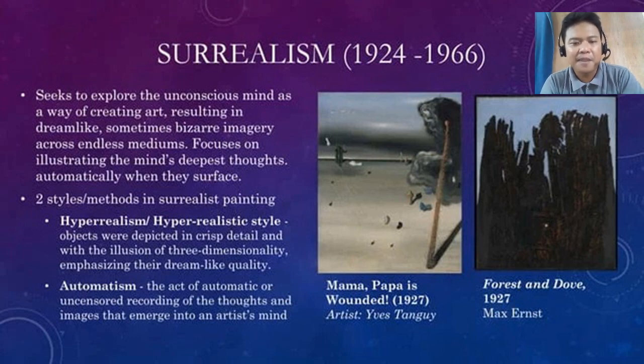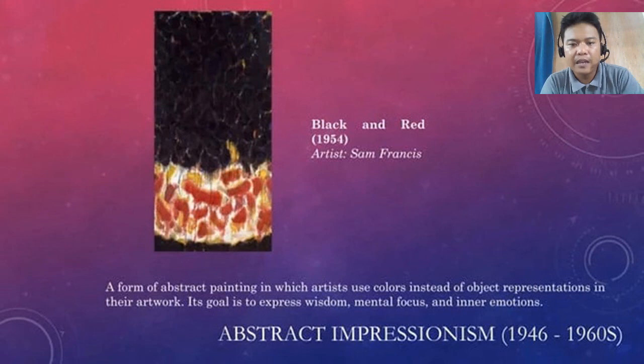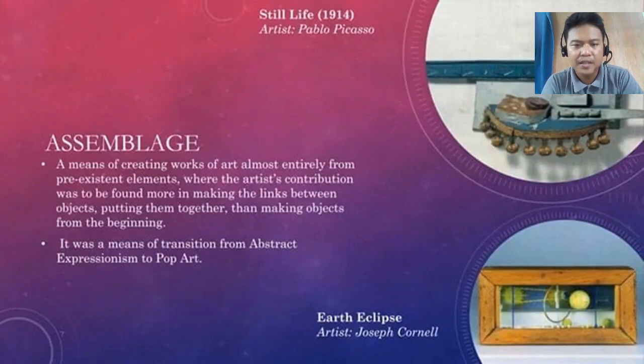Next is Abstract Expressionism. It is a form of abstract painting in which artists use colors instead of object representations. Remember this one, the difference between Impressionism and Abstract Expressionism. Its goal is to express wisdom, mental focus, and inner emotions. So instead of objects in Impressionism, Abstract Expressionism only uses colors, with no object representation at all. That is Abstract Expressionism.